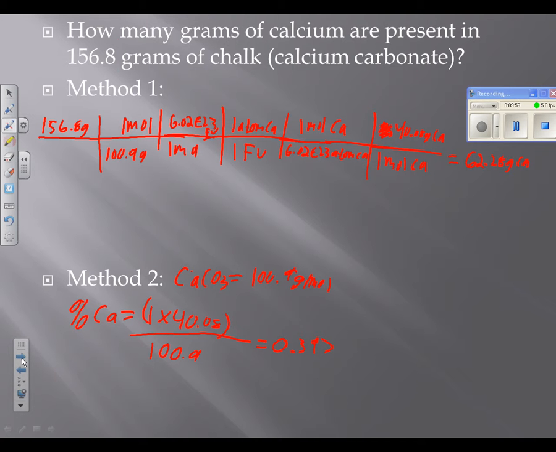Now you've got to multiply it by the original mass. So times that by 156.8 grams, and that will give you 62.28 grams of calcium. So whichever way you want to define that, you can find it. But obviously one is a little bit quicker than the other.